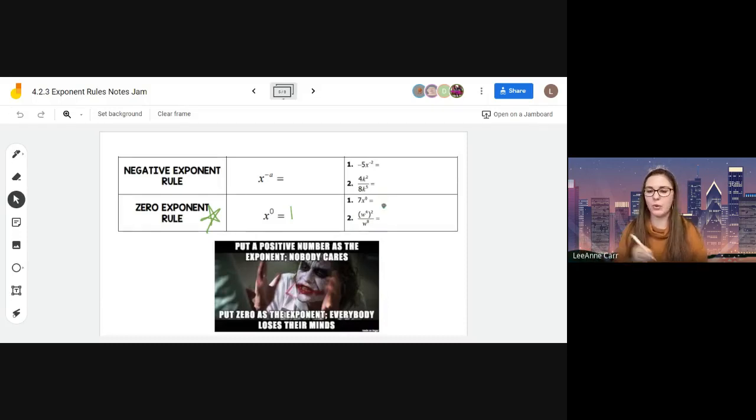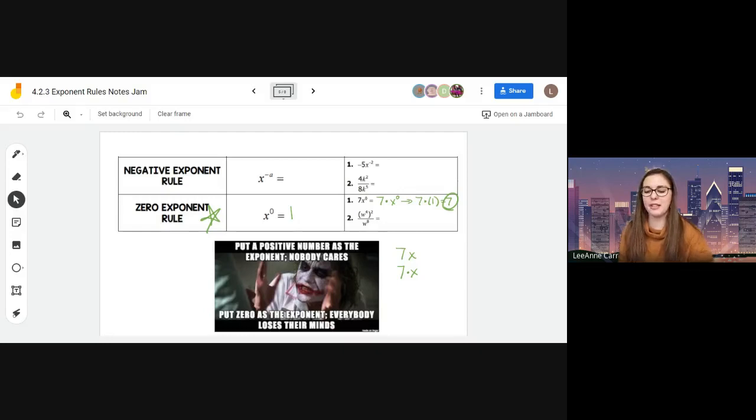But I want us to think about what coefficients actually mean. Before, when we just had like 7x, we know that 2 numbers right next to each other, they're being multiplied. So really, I could rewrite this as 7 times x. So if I have 7x to the 0 power, this is really the same as 7 times x to the 0 power. Okay? And now we know x to the 0 power, that's 1. So that x to the 0 power becomes 1, but the 7 is still there. So our final answer here would be 7. Yeah, it's just 7.